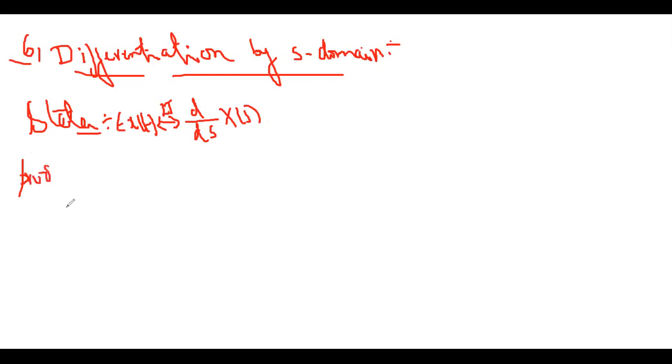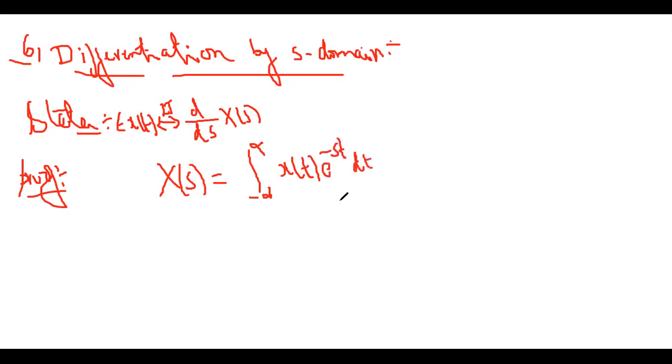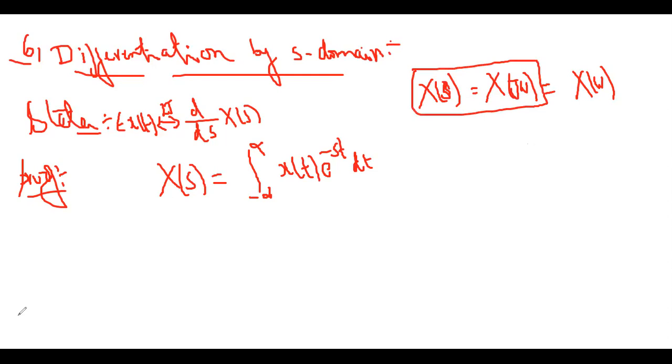Let me go for the proof. According to the definition of the Laplace transformation, X(s) is equal to the integral from minus infinity to infinity of x of t e power minus st dt. For the Fourier transformation and the Laplace transformation, the only difference is that instead of s, there is a j omega. The shortcut notation is X(j omega) equal to X(omega), and that is also X(s). Simple. Wherever the j omega is there, you can substitute s, and it becomes the Laplace transformation only. Following, my students?